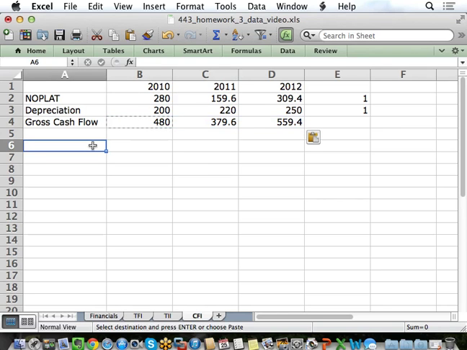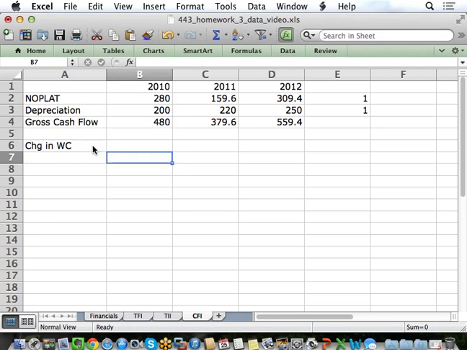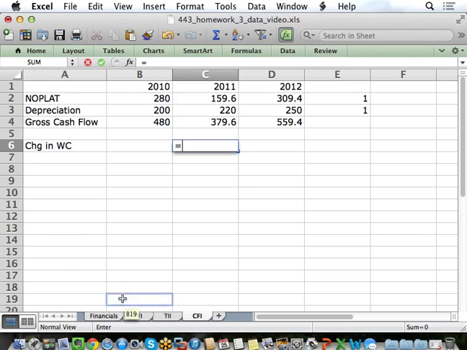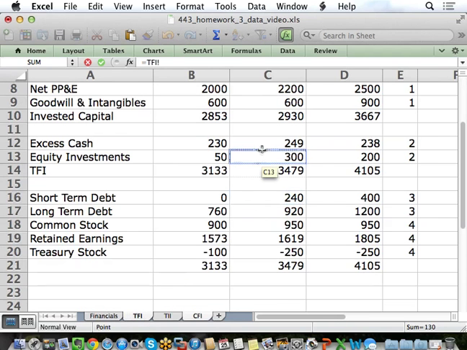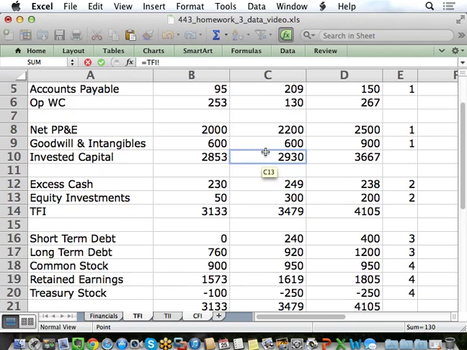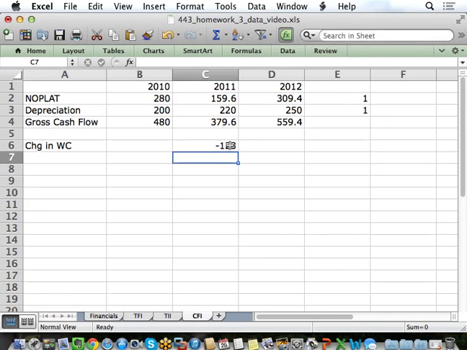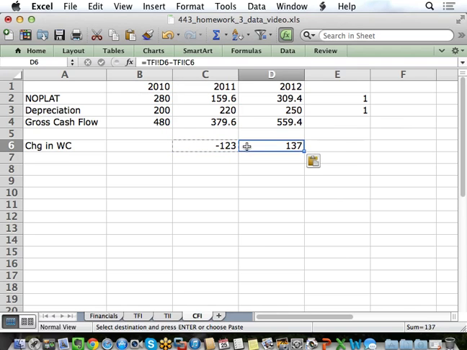Now I'm going to do gross investment first in the granular method. And as I said, we can do a couple of shortcuts here. One is I'll shortcut working capital. So, change in the balance sheet, change in anything that's operating, the change in the 1s. So it'll be my change in working capital, which equals, from the TFI, working capital went down by 123, and then it went up by 137.